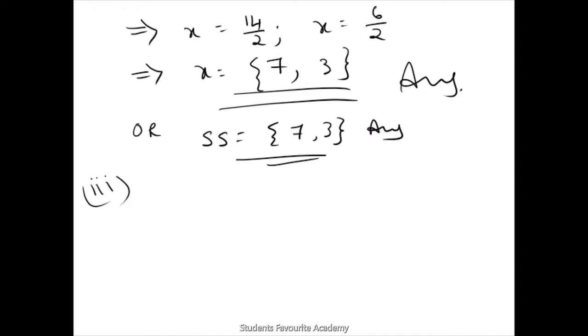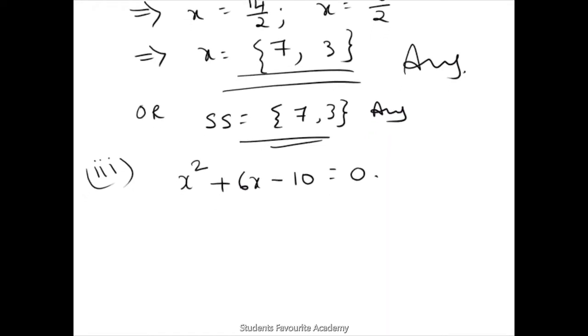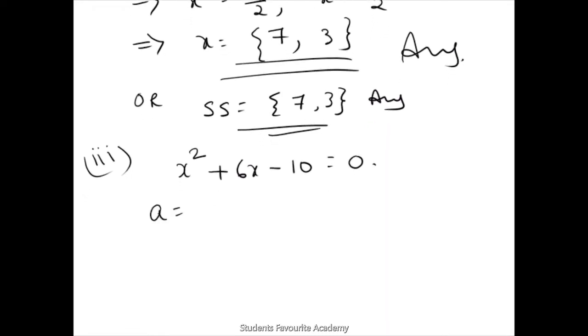So now the third question says solve using formula x square plus 6x minus 10 is equal to 0. Now here a is again 1, b is 6, c is minus 10.